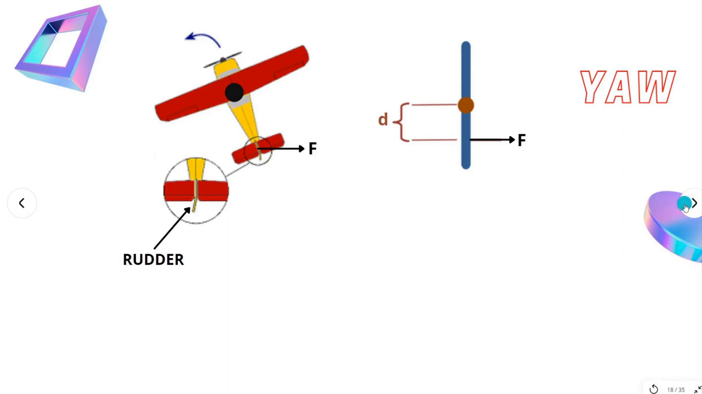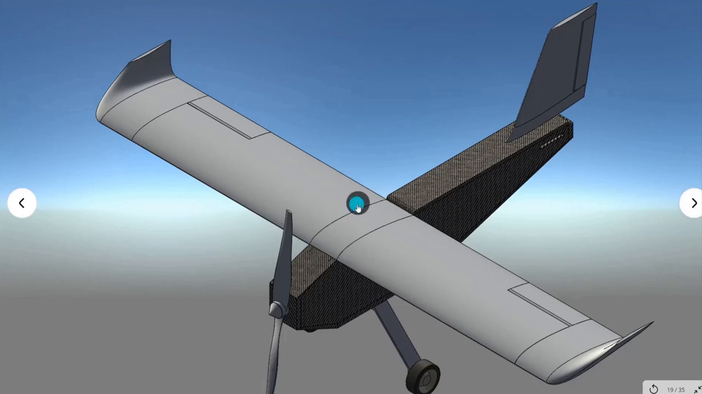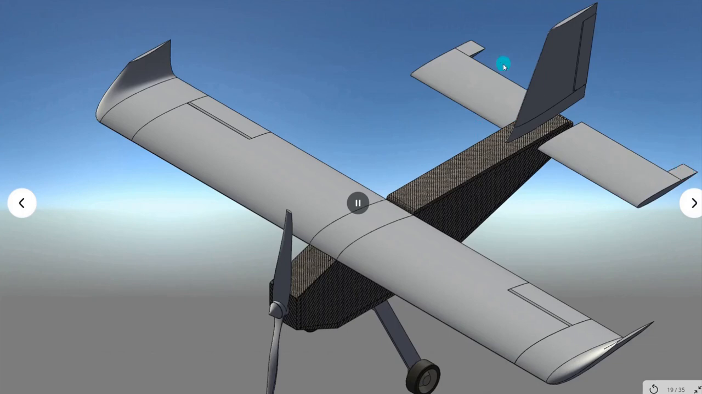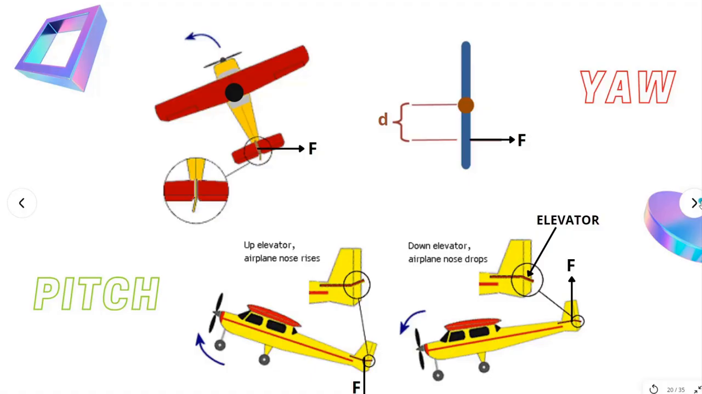Okay, apart from yawing and rolling, aircraft have another motion that is called pitching. So we can pitch up and down by using a horizontal stabilizer. This is the horizontal stabilizer, and in this cutout portion we have our elevator. So this elevator can be actuated to pitch up or pitch down the aircraft.